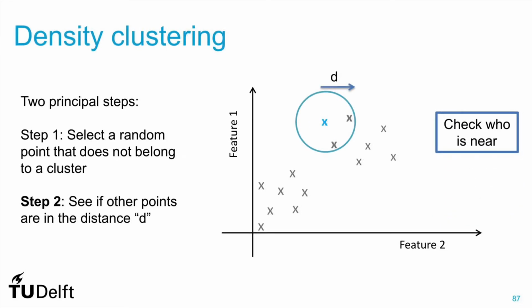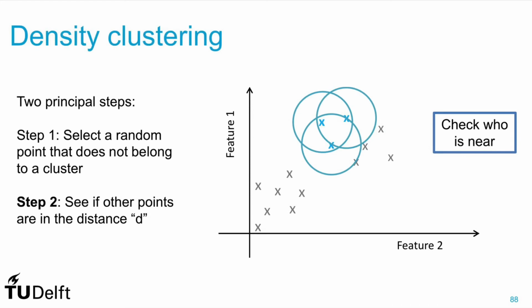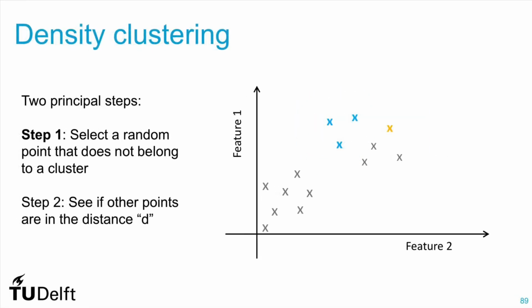So let's do things differently and increase this distance a bit. Then in step 2, we have to check if there are other points within the distance d. So you're going to check, okay, are there other data points nearby? In this case, yes, there are two others. Then they belong to the same cluster. And then you check again for those new points. Again, are there data points nearby? In this case, they are not. So we stop. Then we have defined one cluster, the blue one, and we repeat step 1 again.